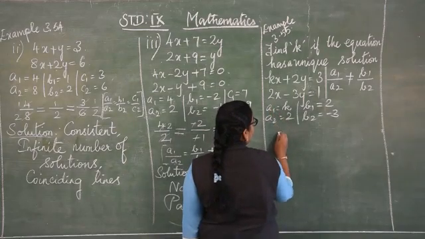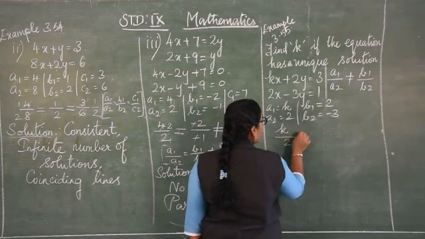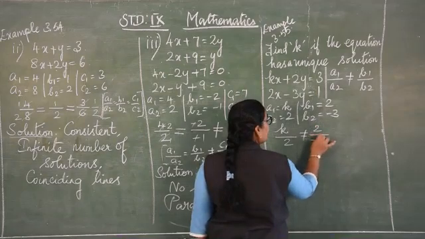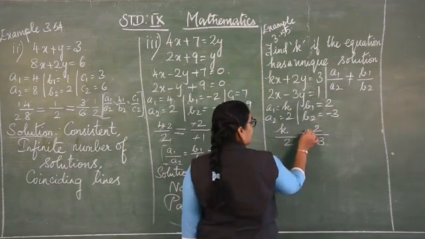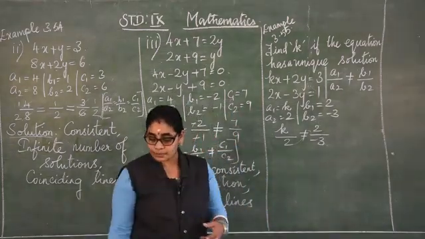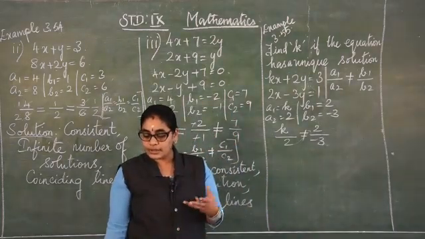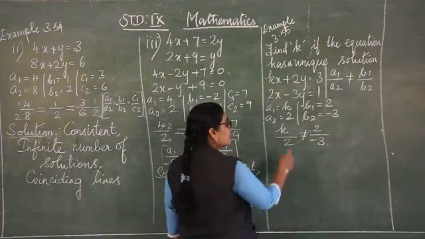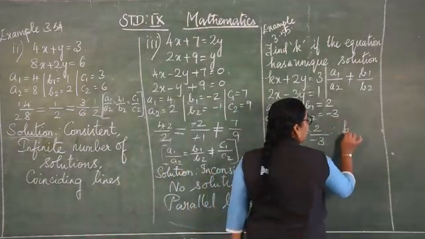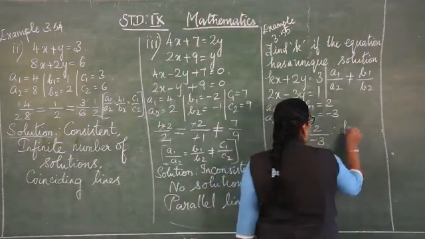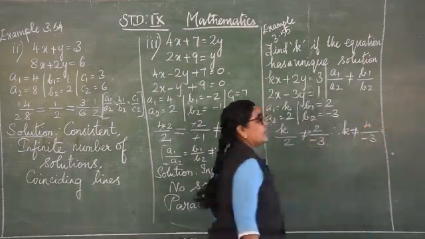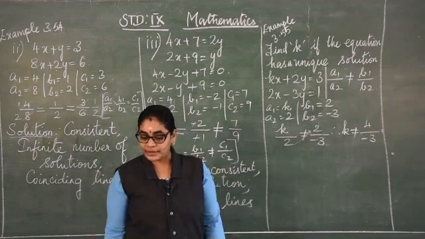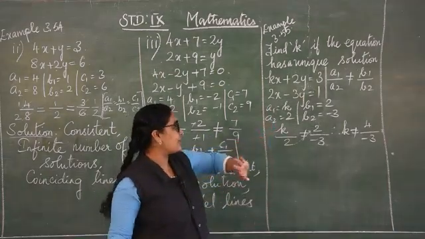Now what is the value? k by 2 should not be equal to 2 by minus 3. Cross multiply, that is how you get the k value. So when you cross multiply, k should not be equal to 2 into 2, 4 by minus 3. So check the value when the given equation has a unique solution.